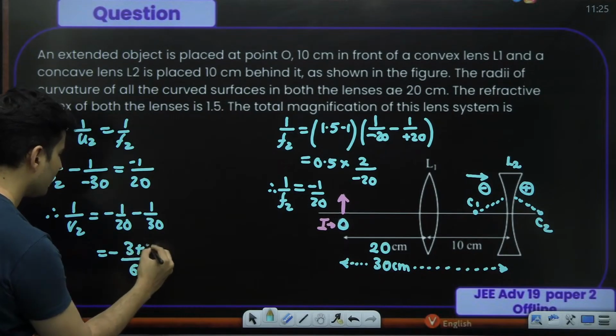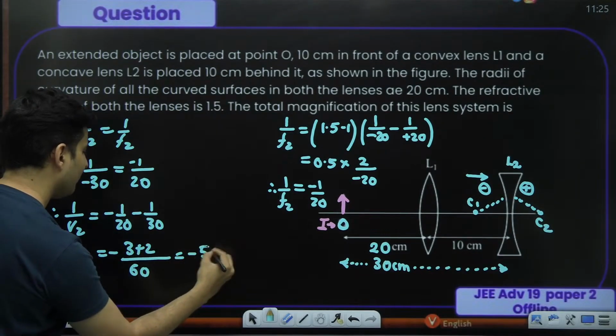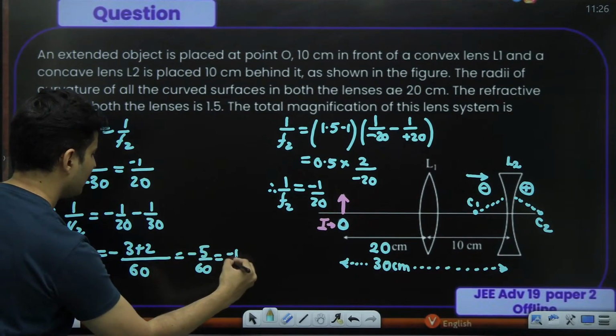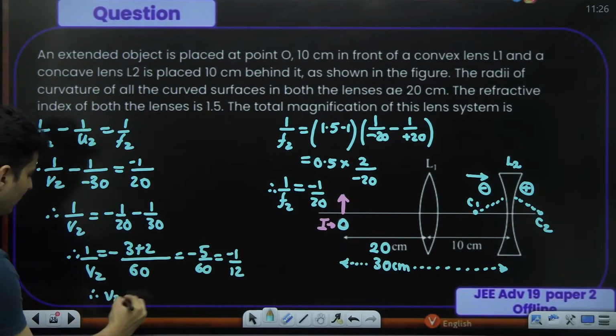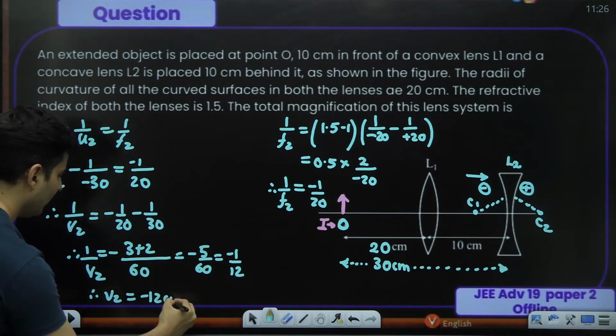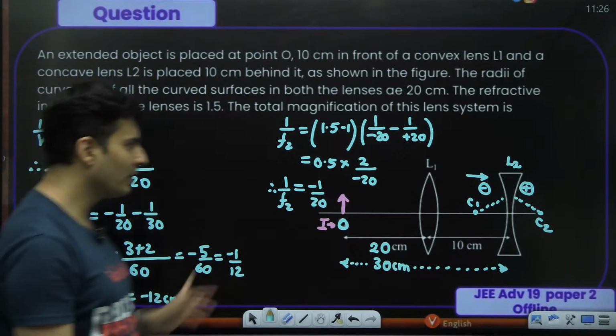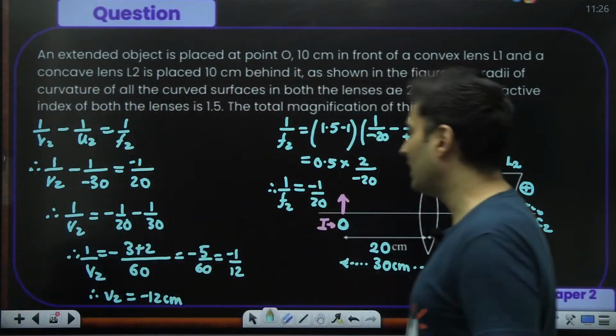This will be 3 plus 2. So this will become minus 5 by 60, which is minus 1 by 12. So therefore, V2 will be nothing but minus 12 centimeters. So we have found V2 also, which is minus 12.